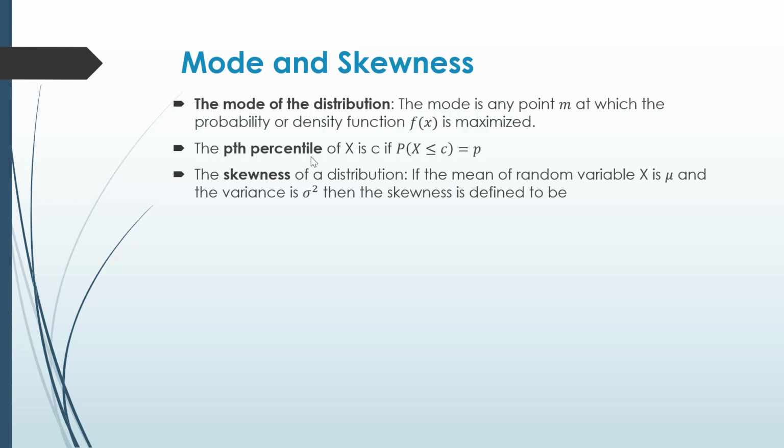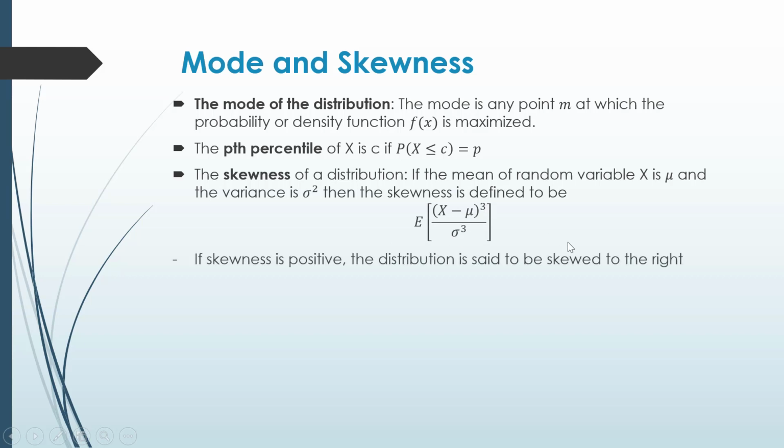Theoretically, if the mean of a random variable x is mu and the variance is sigma squared, then the skewness is defined by the expected value of (x minus mu) cubed over sigma cubed. So if the skewness is positive, the distribution is said to be skewed to the right, and if it is negative, the distribution is said to be skewed to the left. If this quantity is 0, we say the distribution is symmetric. So that's it about mode and skewness.